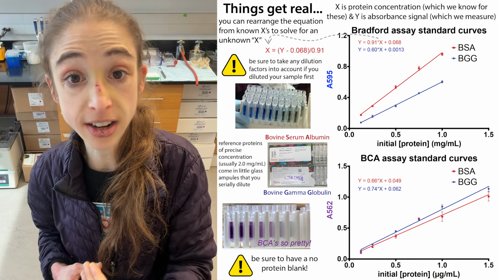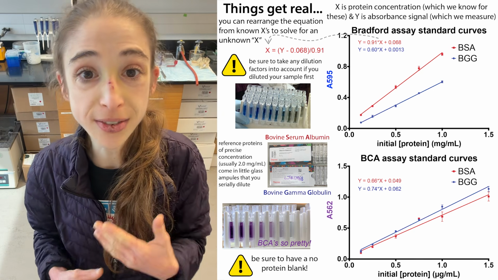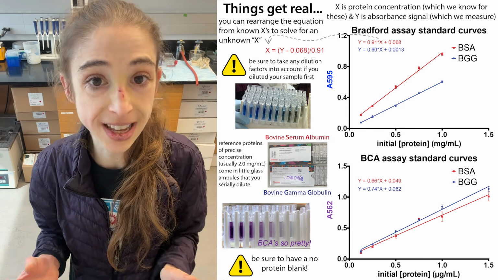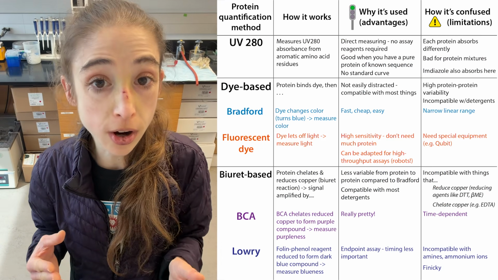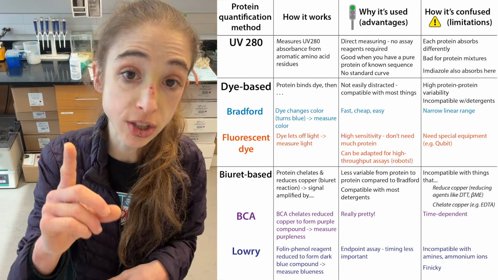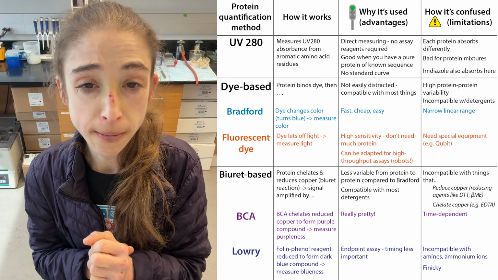And in the case of a standard curve-based quantification, it also depends on your standard curve, how good your standard curve is, and how good your fit is to the standard curve. So it turns out to be way more complicated, but let's talk about the strengths and weaknesses of these three main methods: UV280, Bradford assay, and the BCA assay.